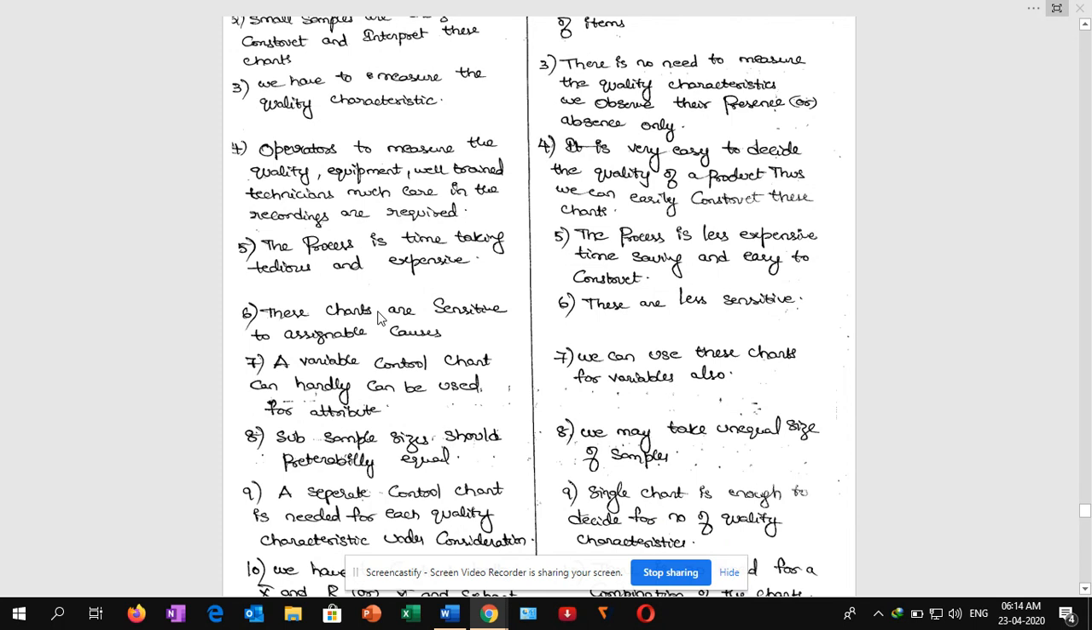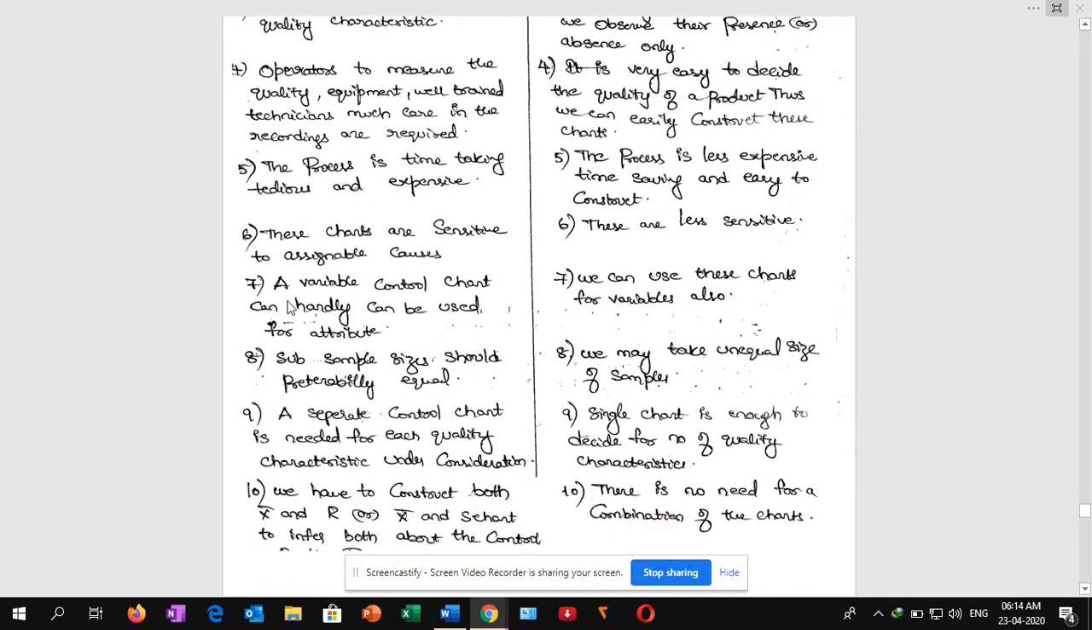Next point is that these charts are sensitive to assignable causes. Control charts for attributes are less sensitive when compared with control charts for variables. Next point: a variable control chart can also be used for attributes, but the attribute chart is hardly used for variables. We can use variable charts for attributes, but in attributes it cannot be used.